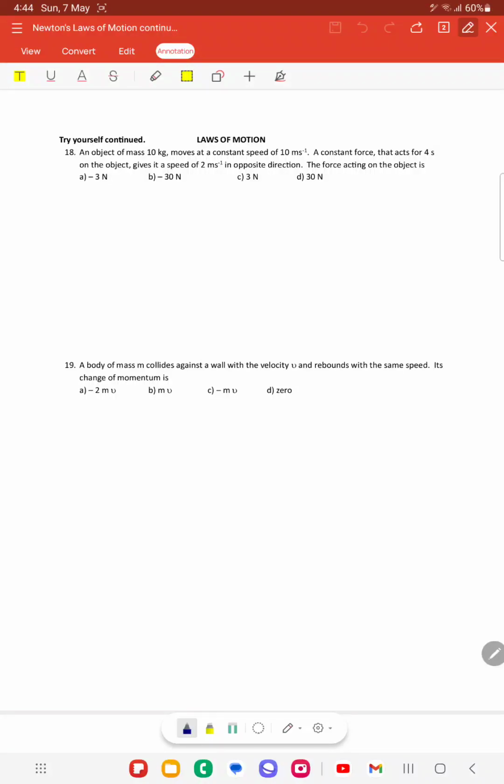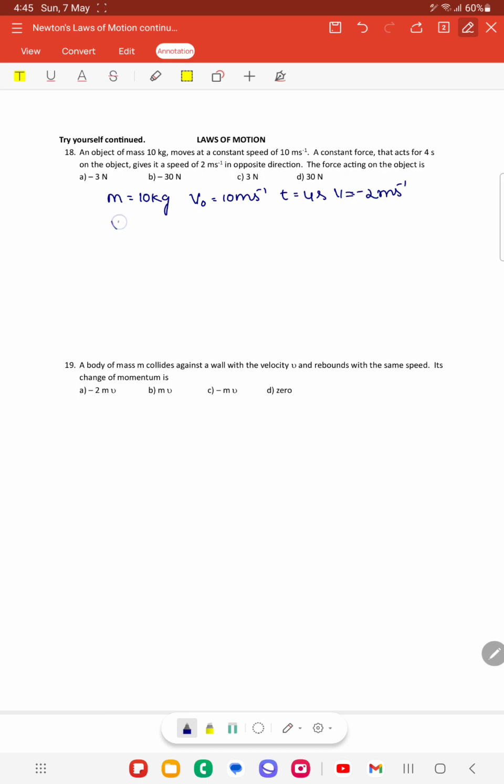Continuing with try yourself problems, laws of motion. Question number 18. An object of mass 10 kg moves at a constant speed of 10 meter per second. A constant force that acts on the body for 4 seconds gives it a speed of 2 meter per second in opposite direction. The force acting on the object is, they have given mass is 10 kg, initial velocity is 10 meter per second, and the time for which the force acts is 4 seconds, and the final velocity is 2 meter per second and in the opposite direction, so it is minus 2 meter per second.